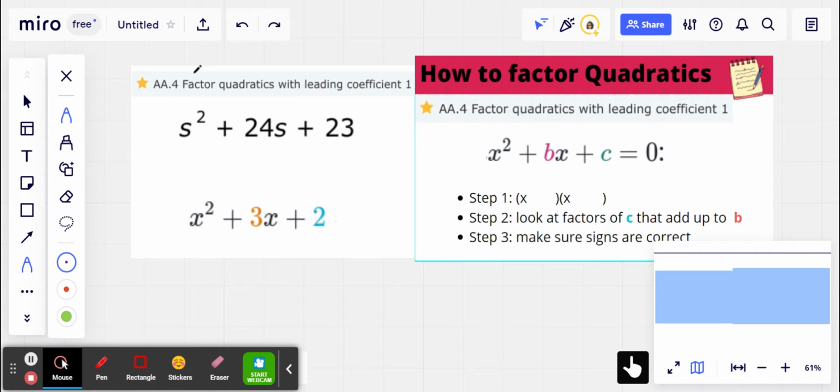Hello students, this is an explanation of how to do AA4. For that you need these 3 steps. I hope you wrote them down in your notes. After you repeat them a few times, you'll just memorize it. Okay, I'm going to do this one first.